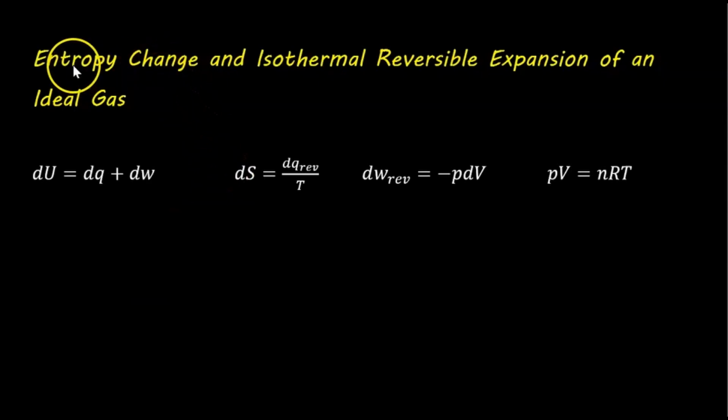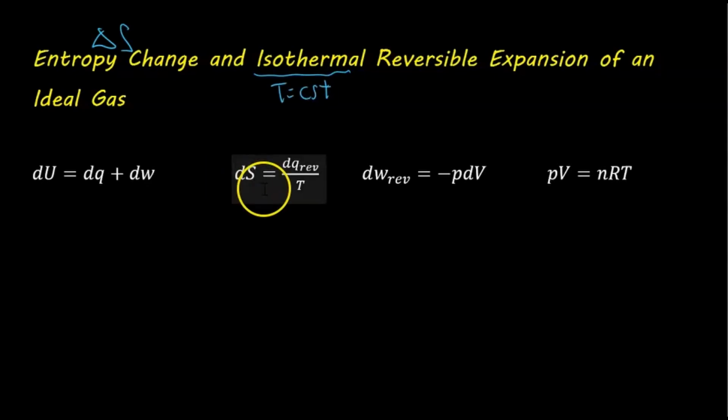It's to calculate the entropy change for an isothermal reversible expansion of an ideal gas, and we're going to derive the equation for it, as well as go through a super common practice problem as well. So let's get into it. So the change in entropy is delta S, and an isothermal process means that the temperature is constant there. So that's good, no problems here.